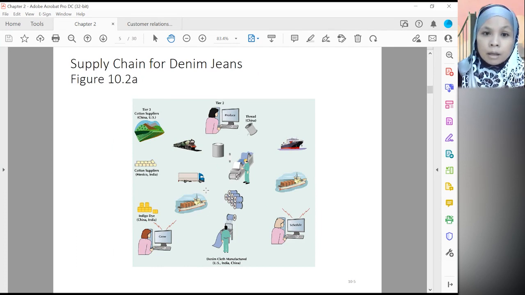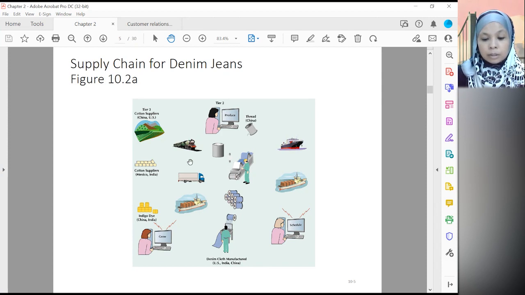So this is the same thing in the next diagram, the same case here with denim jeans. Nak produce seluar jeans. Okay, so the tier 3 cotton supplier: seluar denim itu comes from cotton, yeah. It comes from China, USJ. It can come from Mexico, India, and then cotton. Bila dapat cotton tu, it has to be dyed, kena colour.